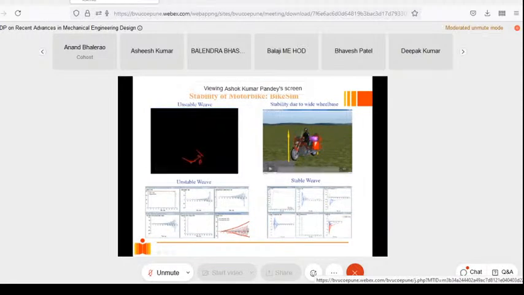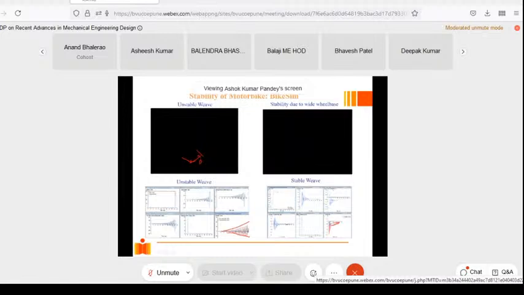Now if you have a little wider wheelbase, in that case you will be able to maintain the speed, and whatever the excitation was, it will just zero down, right? It will not amplify, and that way the stability is maintained.